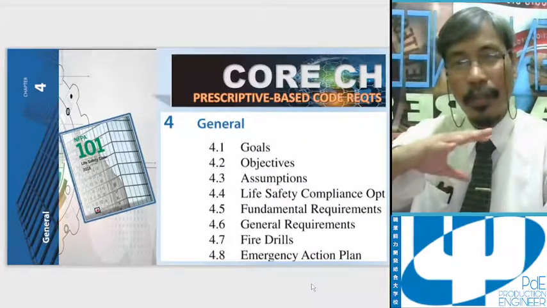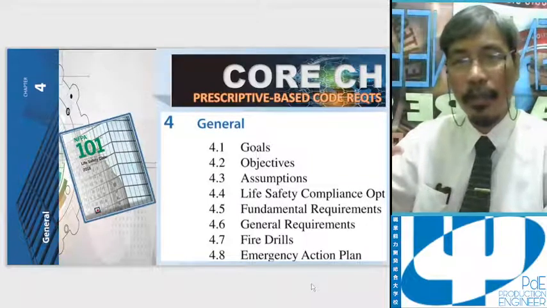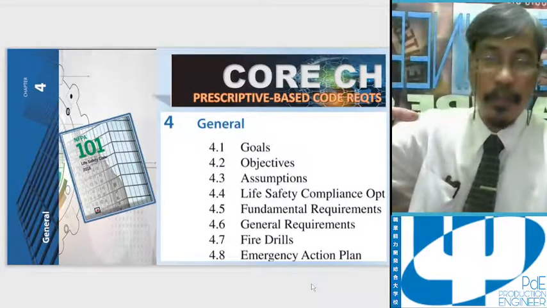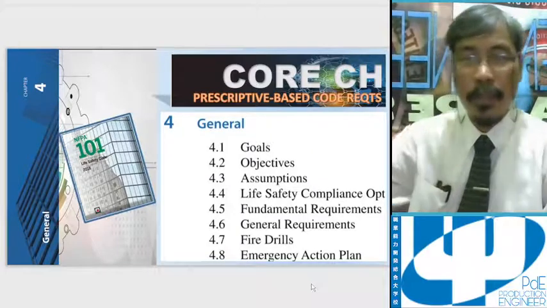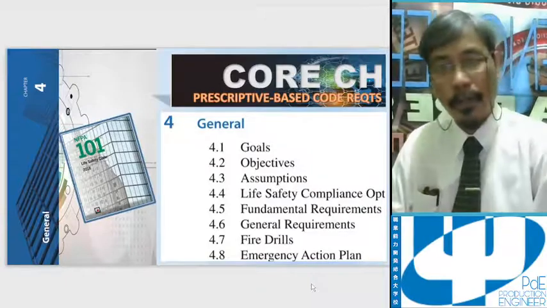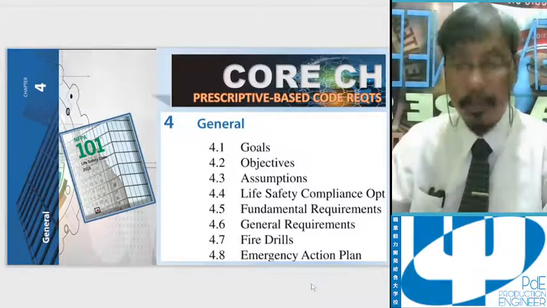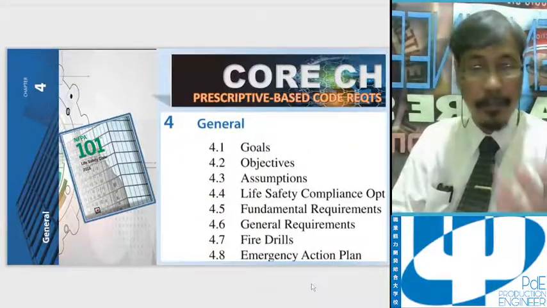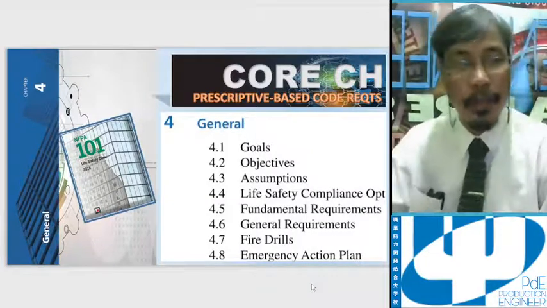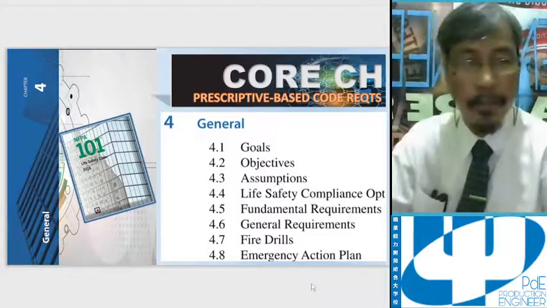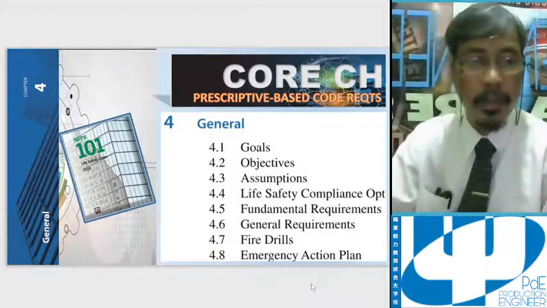Almost always, every NFPA code has chapter 1, administration; chapter 2, reference; chapter 3, definition; chapter 4, general. The contents may differ, but the arrangement is almost always the same. For example, general, chapter 4. There are 8 sections here.